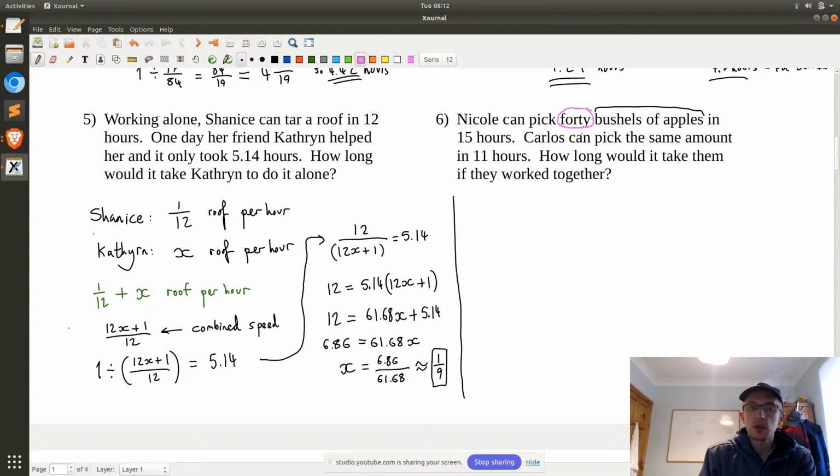Imagine if 40 bushels was like a tree. So we would say Nicole can pick a tree of apples in 15 hours. Carlos can pick the same amount in 11 hours. And the question is the same. The 40 is not actually relevant right now. So Nicole's speed is that much every 15 hours.